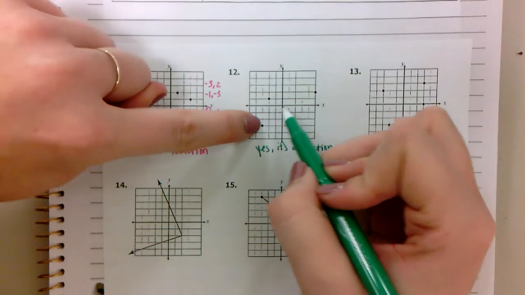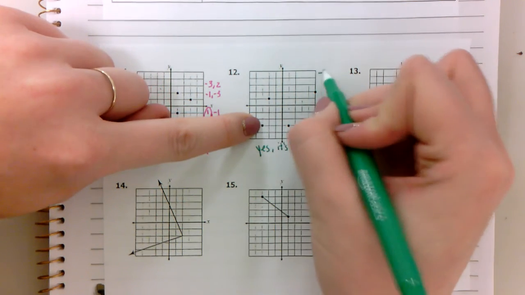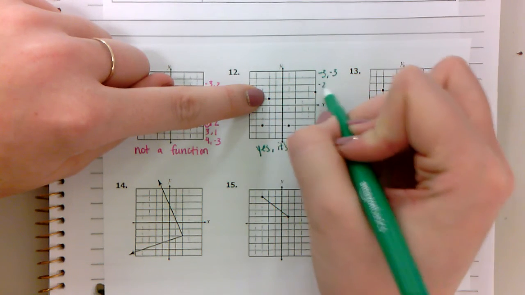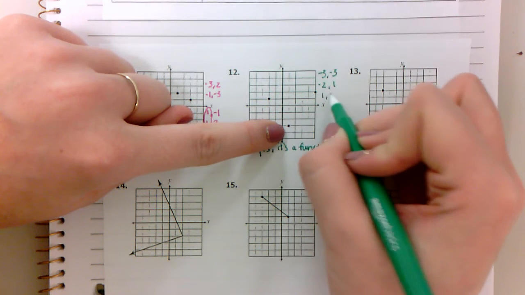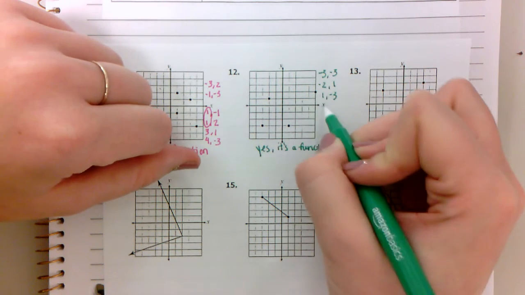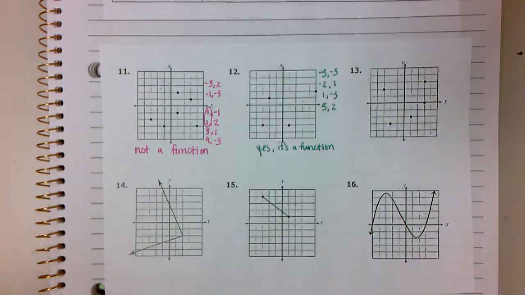And again, let's list these points out. This is -1, 2, 3, -1, 2, 3. This one is -2, +1. This one is 1, 1, 2, 3, -3. And this one is 1, 2, 3, 4, 5, 1, 2, 5, 2. None of those x's are the same or repeating, so that's how I know that it's a function.